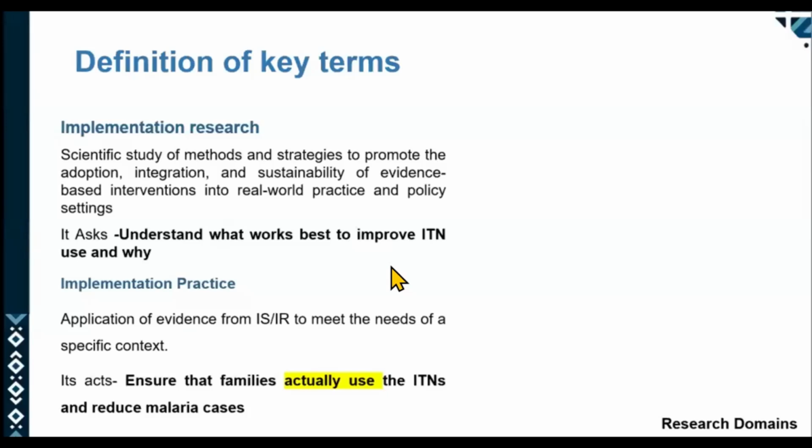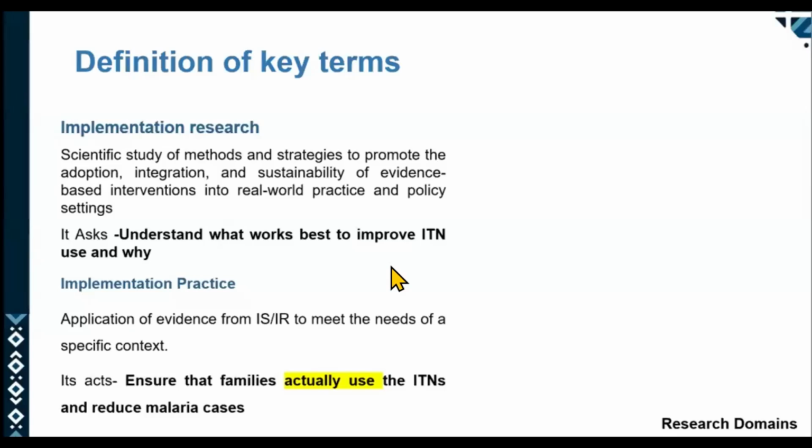Many of them may not even be aware that they are supposed to use the net otherwise. Maybe they have had exposure to wrong information on how to use it. They have a lot of stereotypes concerning the use of this net, but you want to be able to understand the why. Why do they do that? That's where implementation research comes in.